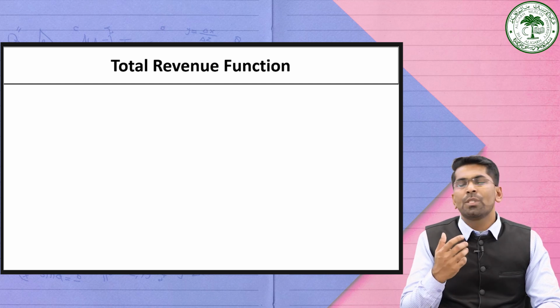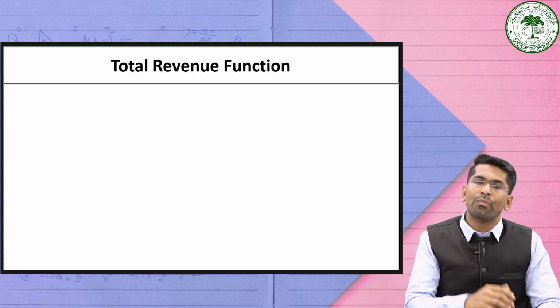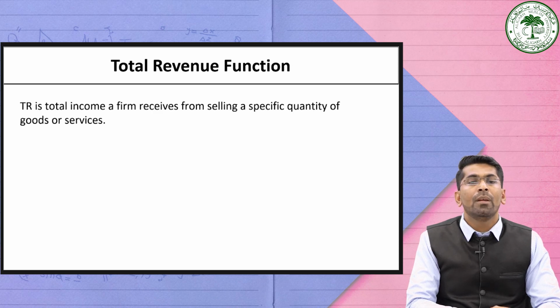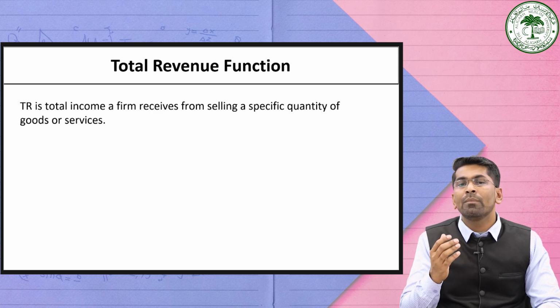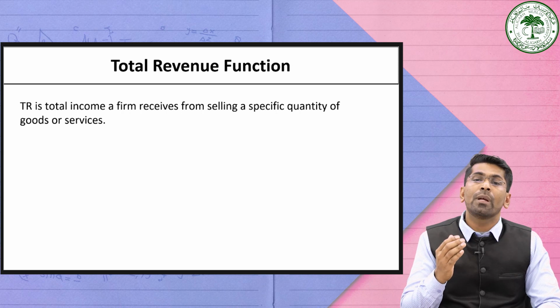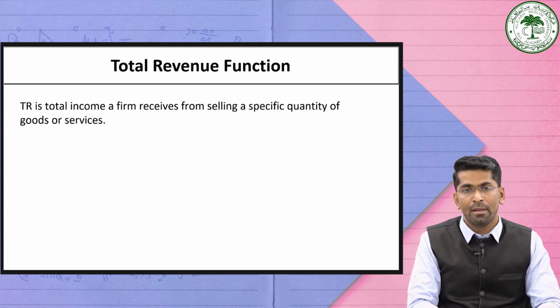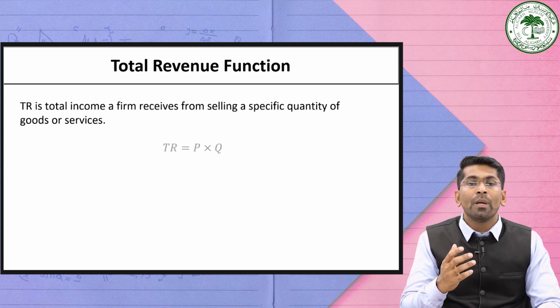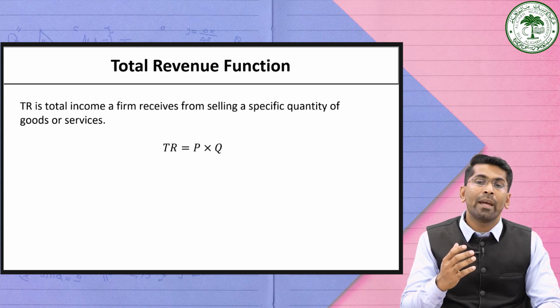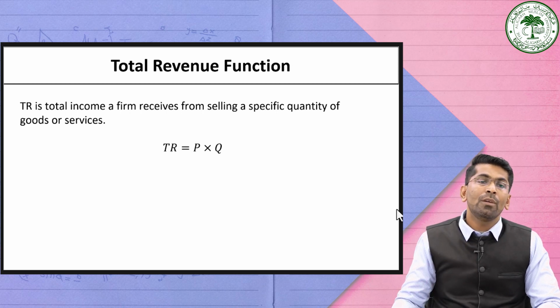Now along with the cost function, we have a total revenue function. The total revenue function is the total income a firm receives from selling a specific quantity of goods and services. It is calculated by multiplying how much quantity you sell in the market by the price per unit. So total revenue is equal to price into quantity.